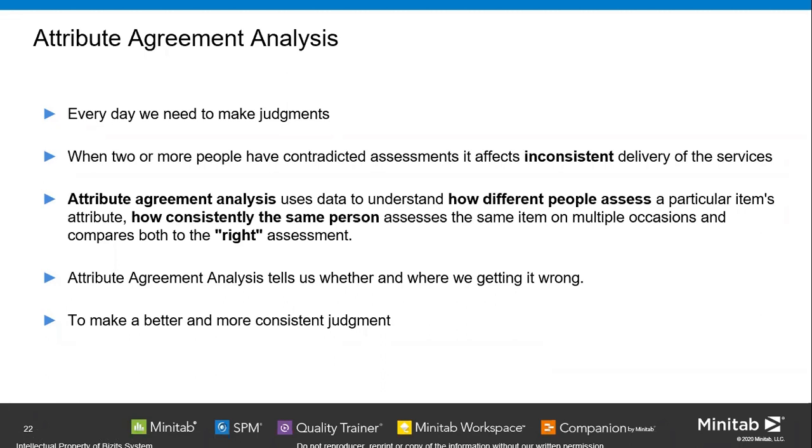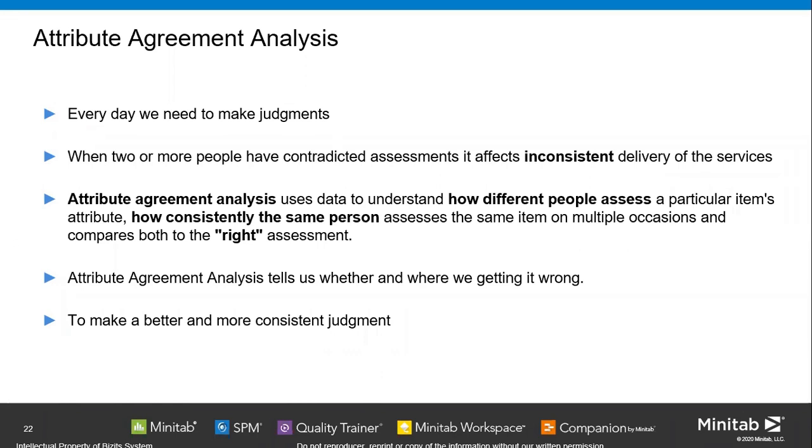Every day we need to make judgments, and when two or more people contradict each other, it affects the consistency of our service delivery. So attribute agreement analysis uses data to understand how different people assess particular items, how consistently the same person assesses the same item, and then we compare both against the right assessment. Attribute agreement analysis tells us whether and where we are getting it wrong, so we can make better and more consistent judgments.